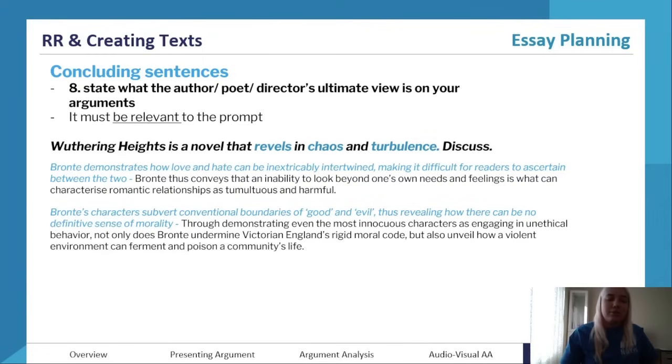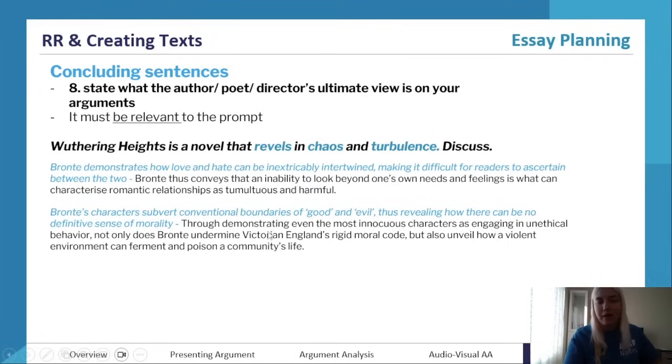That's okay. Another example. Bronte's characters subvert conventional boundaries of good and evil, thus revealing how there can be no definitive sense of morality. And a concluding sentence may be, through demonstrating even the most innocuous, innocent characters as engaging in unethical behavior, not only does Bronte undermine Victorian England's rigid moral code, but also unveil how a violent environment can ferment and poison a community's life. So this is showing more with regards to chaos.